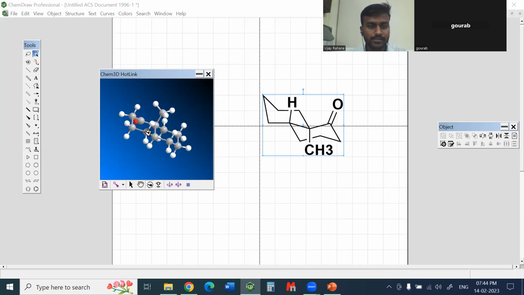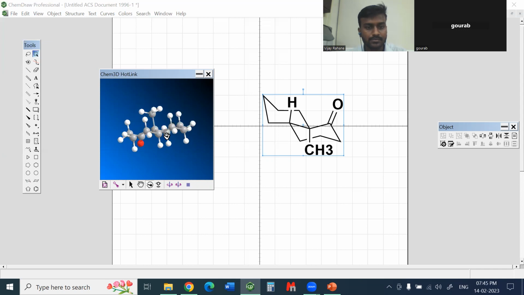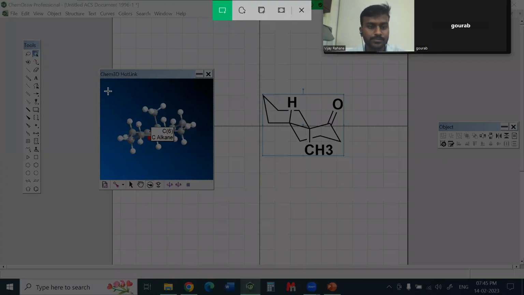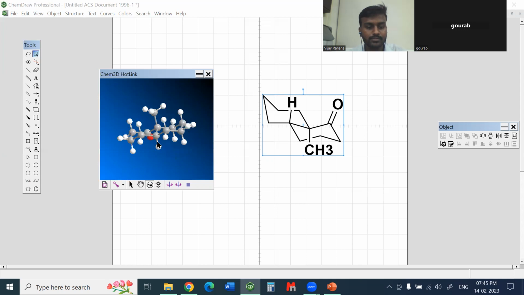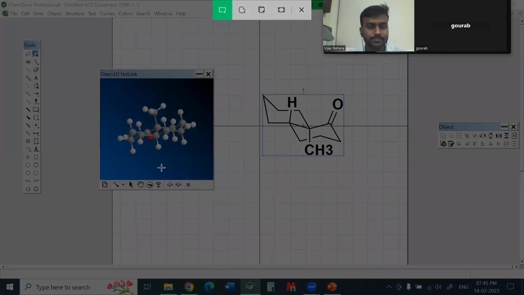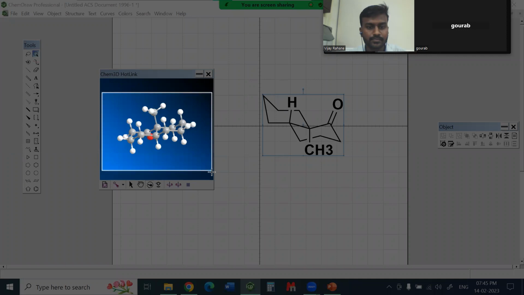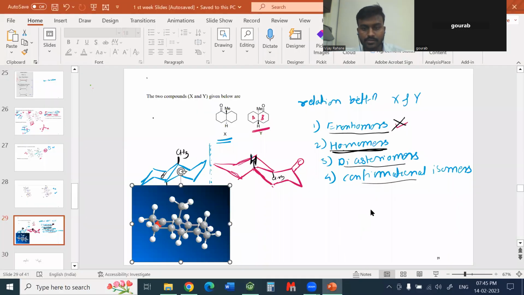See, like this structure. Yes, right now you can see the structure. The similar structure is possible for the previous molecule also. I will take a snip of this one and paste it on the same page.